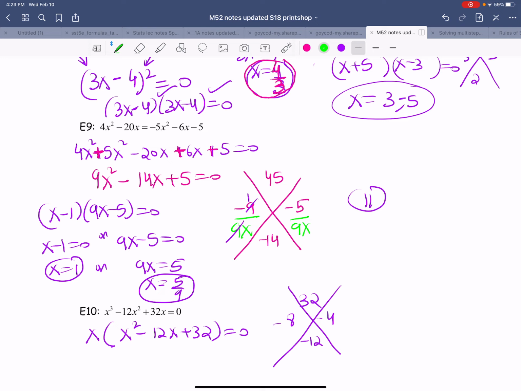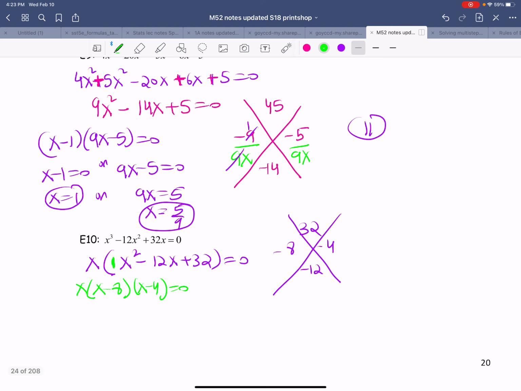So now my first number is 1 here, so I don't need to worry about dividing with anything. And I can get x minus 8, x minus 4 equal to 0. Now using the zero product property, we can go ahead and say that this will leave us with x equal to 0, or x minus 8 equal to 0, or x minus 4 equal to 0. So either the first factor is 0, or the second factor is 0, or the third factor is 0, because the product of three factors is 0.